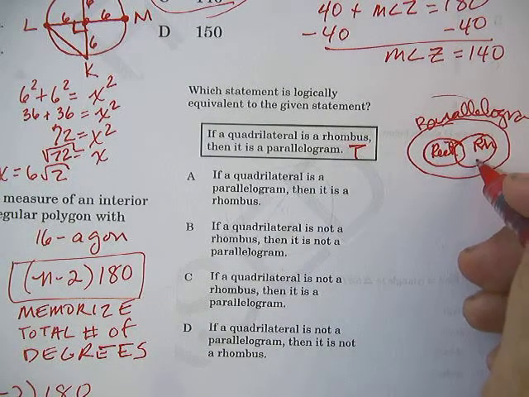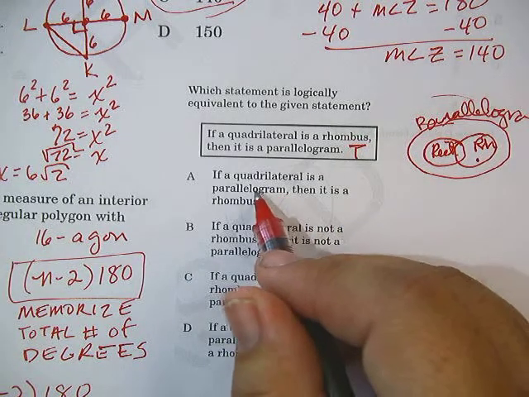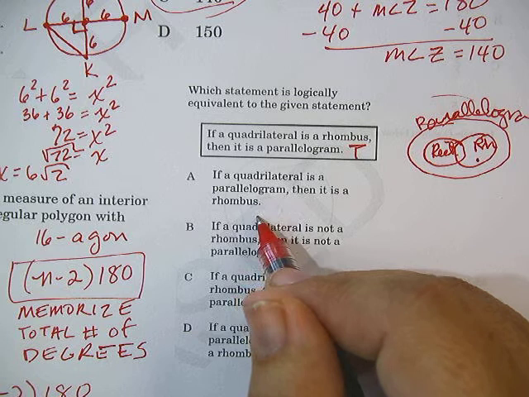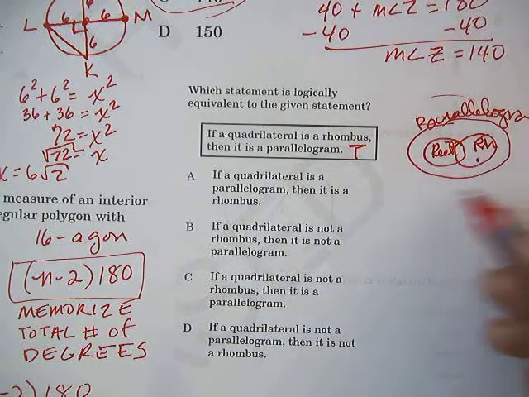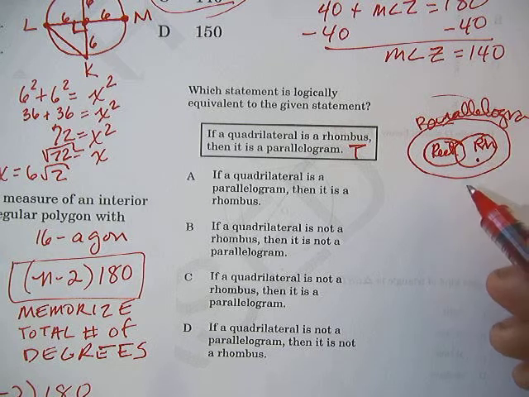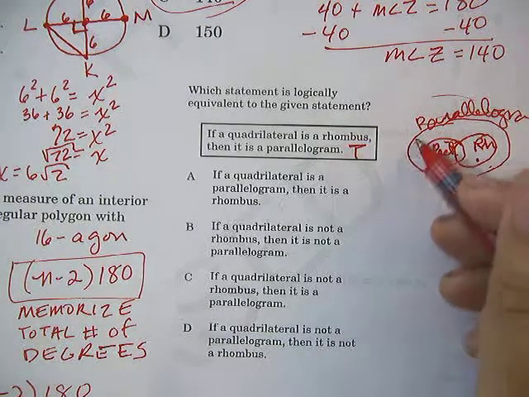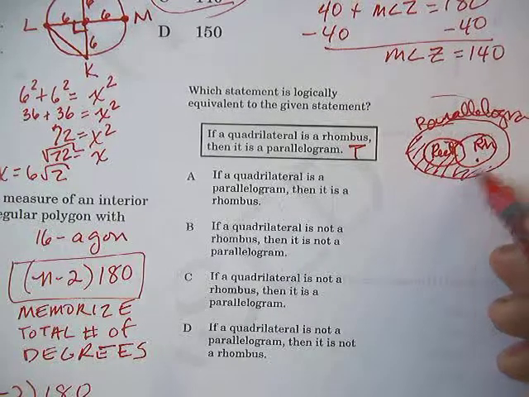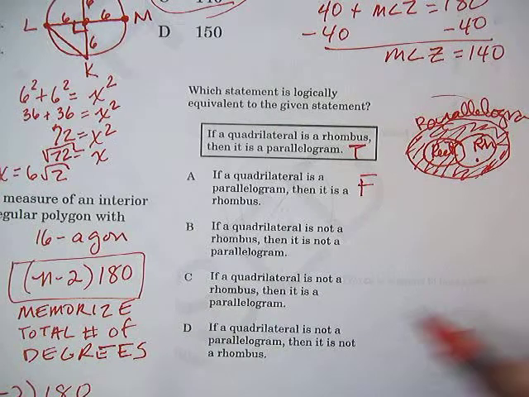If I'm in here, then I'm in the parallelograms. Now the question is, if a quadrilateral is a parallelogram, then it is a rhombus. Is it possible to be in the parallelogram area but not be in the rhombus area? Sure, you can be anywhere outside of it. Anywhere out here, even in the rectangle area, would make this statement false.